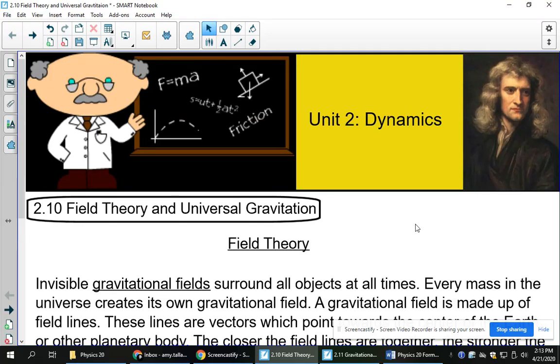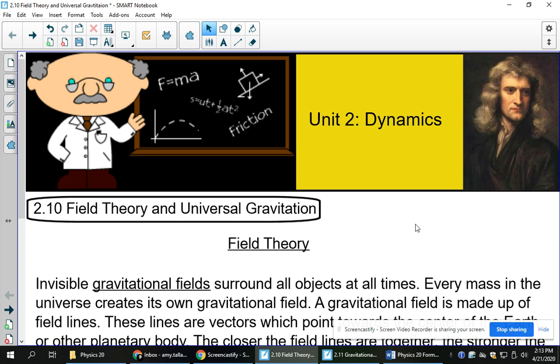Hi guys. Today's lesson is 2.10 on field theory and universal gravitation. So field theory talks about these invisible gravitational fields that surround all objects at all times. So every mass in our universe creates its own gravitational field.